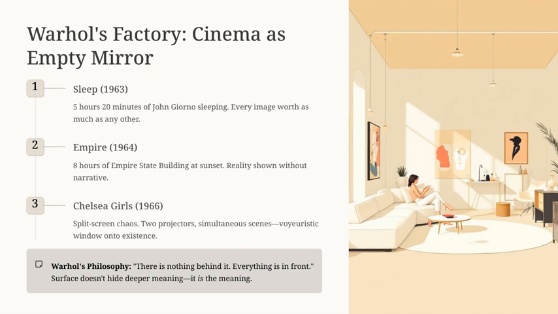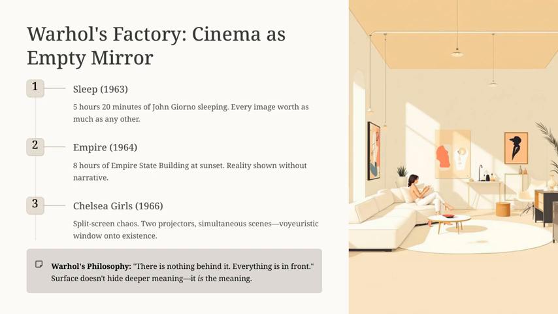It's less about a story and more about the raw, simultaneous experience of different perspectives. All of these works connect to Warhol's core philosophy. There is nothing behind it. Everything is in front. It's about surface, not hiding deeper meanings but being the meaning itself. The film becomes a mirror, reflecting the world exactly as it is, without layers of interpretation.